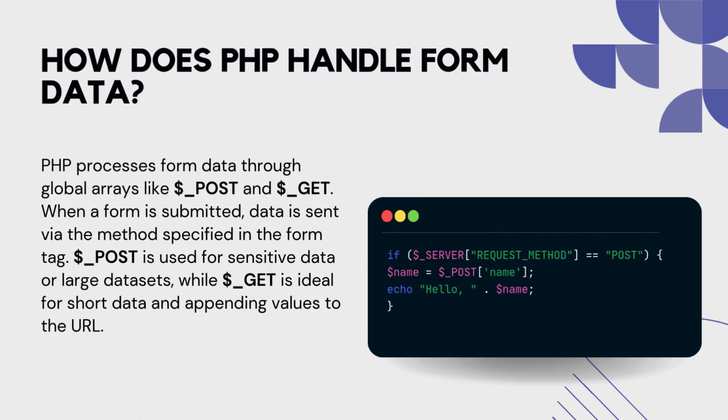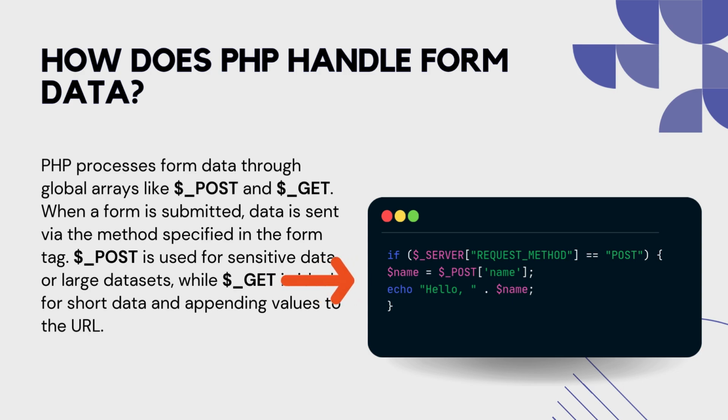How does PHP handle form data? PHP processes form data through global arrays like $_POST and $_GET. When a form is submitted, data is sent via the method specified in the form tag. POST is used for sensitive data or large datasets, while GET is ideal for short data and appending values to the URL. Let's look at the example code.